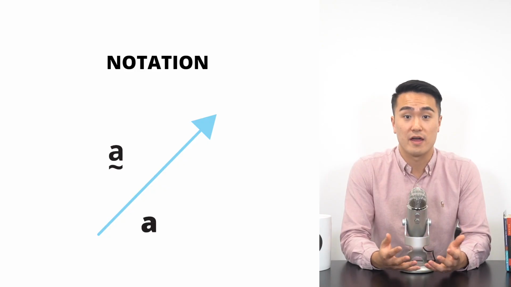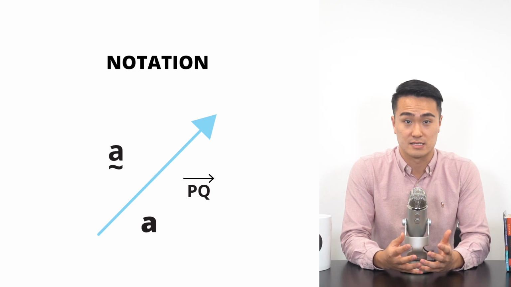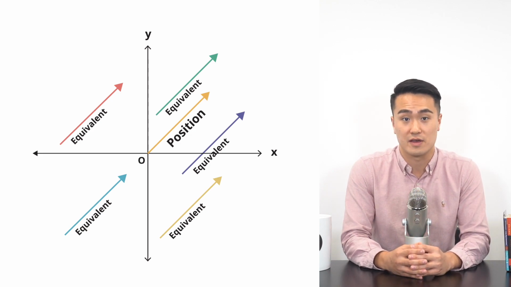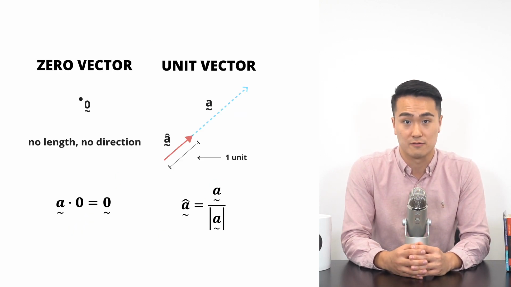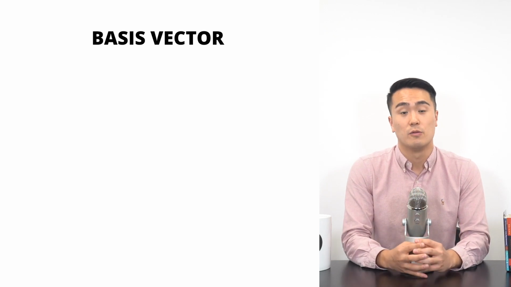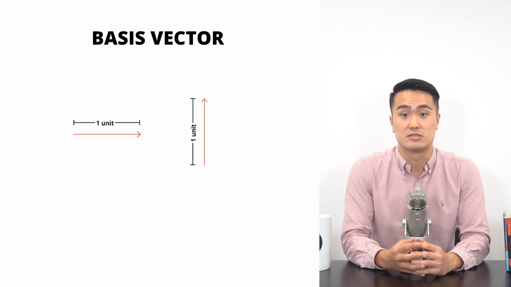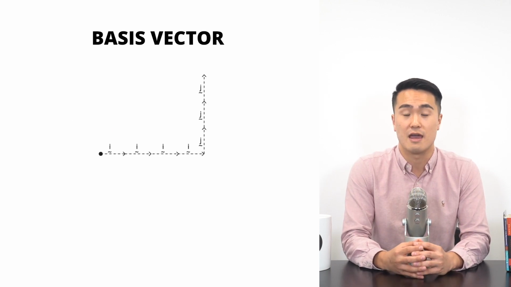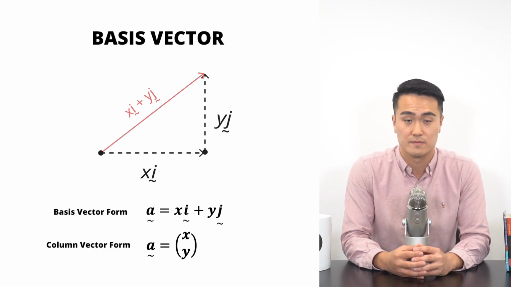First, we go through the various ways to denote and write vectors. Then, we understand the difference between equivalent and position vectors and learn some special types of vectors called the zero vector and the unit vector. But importantly, we also learn how to resolve vectors into horizontal and vertical components to have a standardized way to represent every single vector in the universe.